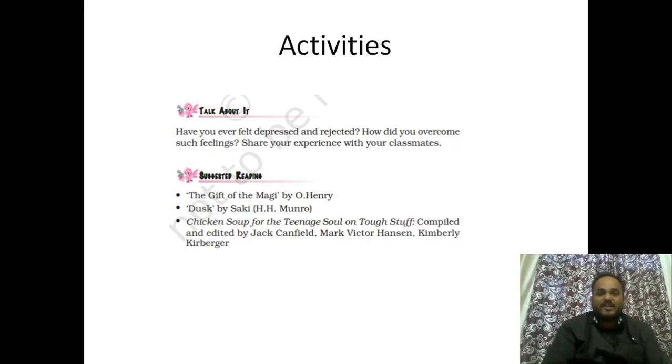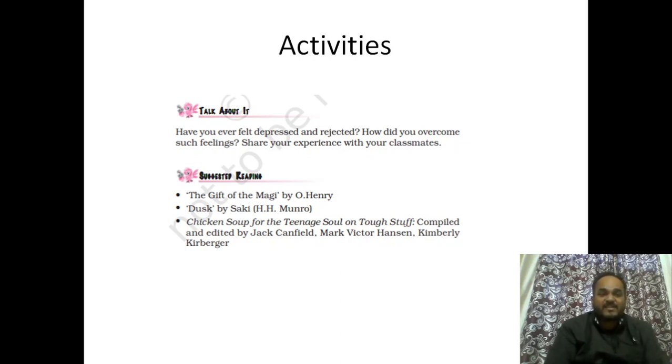For example, The Last Leaf is prescribed in the 9th class textbook, and the suggested readings are The Gift of the Magi by O. Henry, a great story all about sacrifice and love. Then again there is a story, Dusk: don't judge people by their outer appearances. Then Chicken Soup for the Teenage Soul or Tough Stuff. These are some of the stories which adolescents or grown-ups must read in order to imbibe certain values.